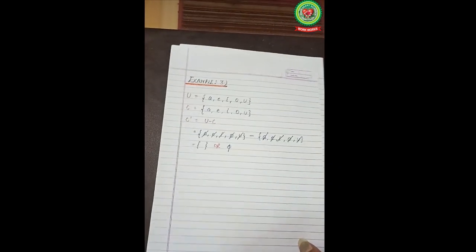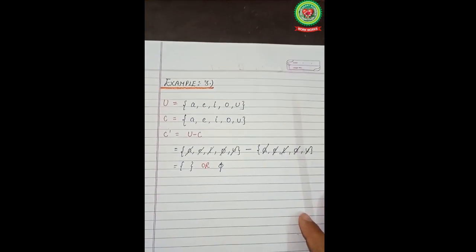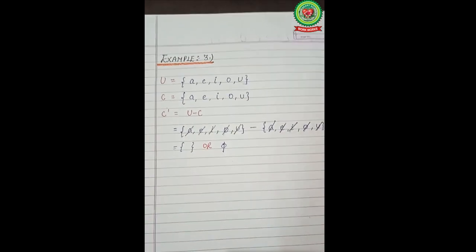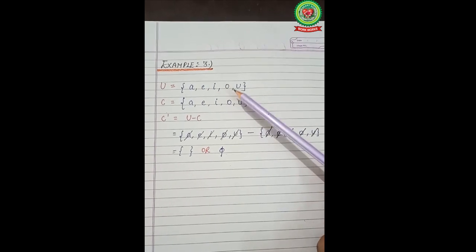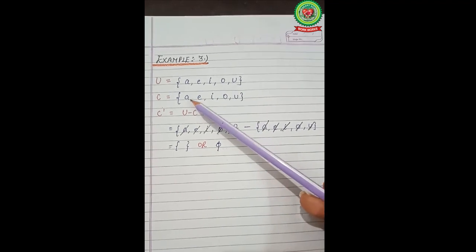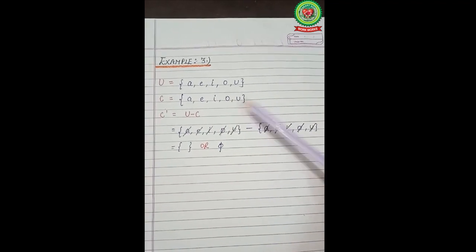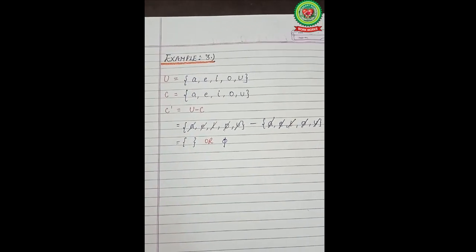So let's take another example. Here, example number 3, right? Now here you can see that we have taken all the vowels of the English alphabet. In the universal set I have taken A, E, I, O, U, right? In set C also I have taken A, E, I, O, U. Clear? So now here we need to find the complement of set C.